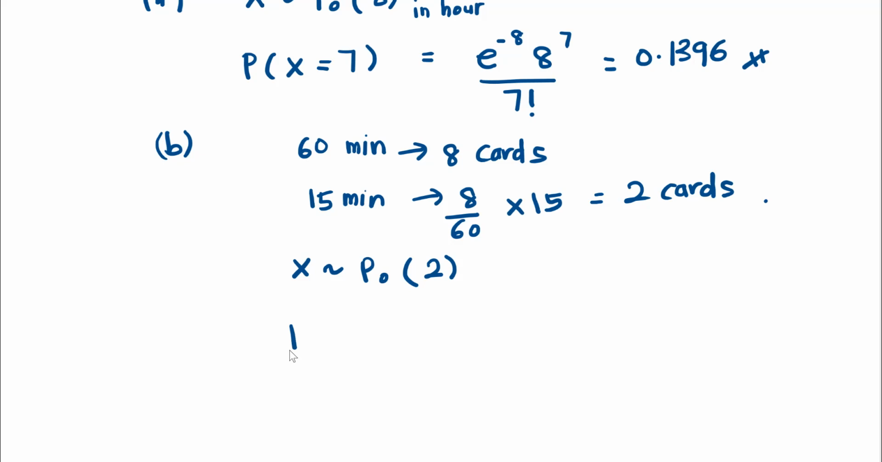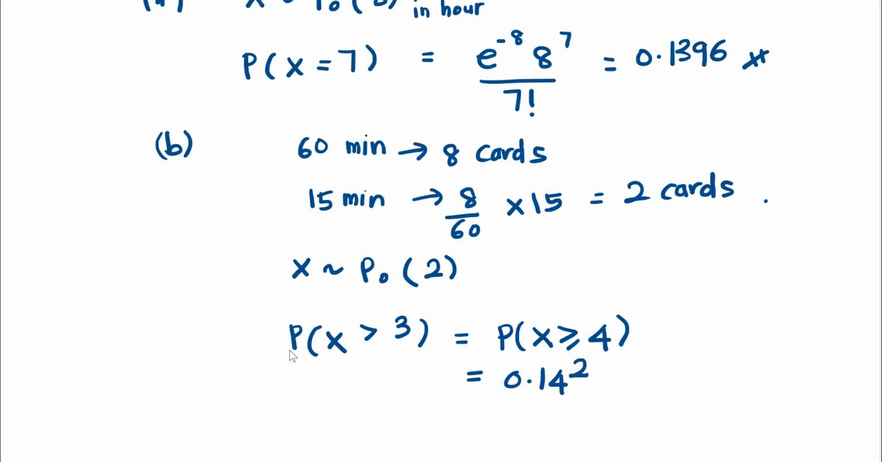And the question asks when our x is greater than 3. So when your x is greater than 3, if you use the theory, x greater than 3 is equal to x greater than or equal to 4. Then you can look at the Poisson distribution table when your mu is equal to 2 and your x equal to 4. Then you will get 0.1429.